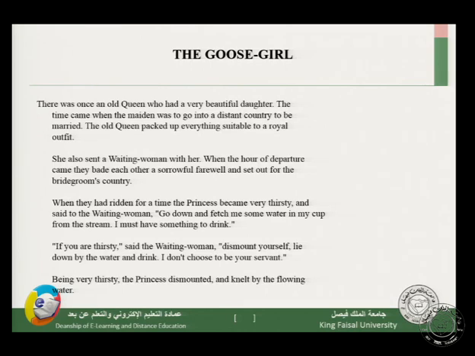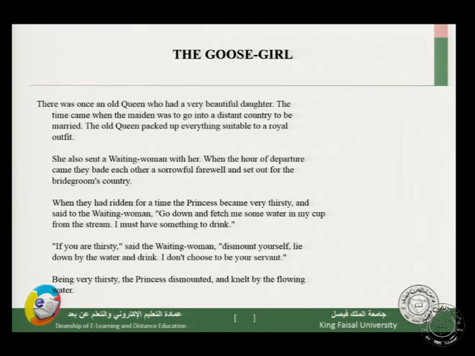Our last story here, just similar to the previous ones, is the Goose Girl. As you see, against ours, there was once an old queen. There was once: not specific in time and not specific in names of people. So it is very similar to other stories, talking about a beautiful princess who was about to leave her country to get married to a prince in a different country.